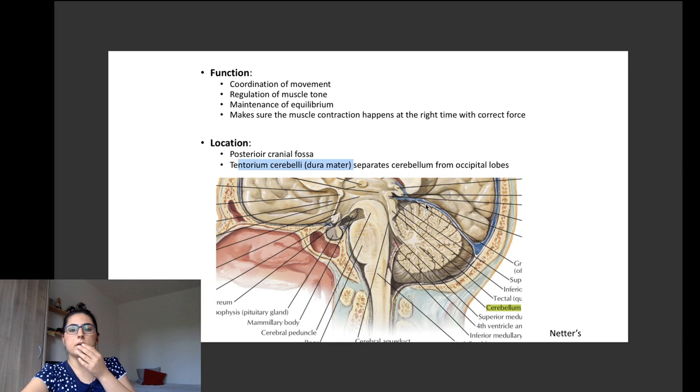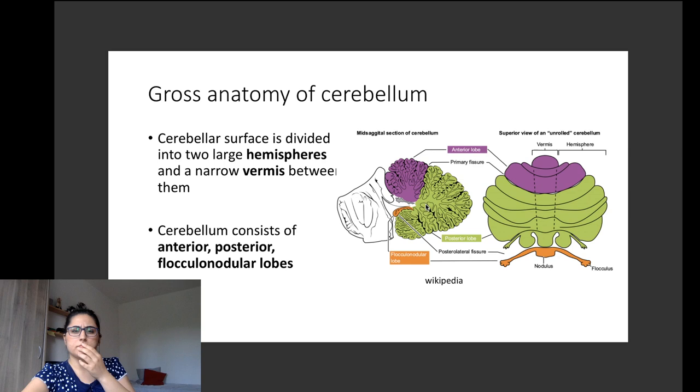Let's talk about the gross anatomy. It's divided into two hemispheres, one, two, and it has a vermis in between. Alright, so the cerebellum, further, always talk about the views, because in the superior view you can see this. In the mid-sagittal view, you can see this. Mid-sagittal view, remember, it's the cross, if I just make a line through my face like this. That's my sagittal view, okay?